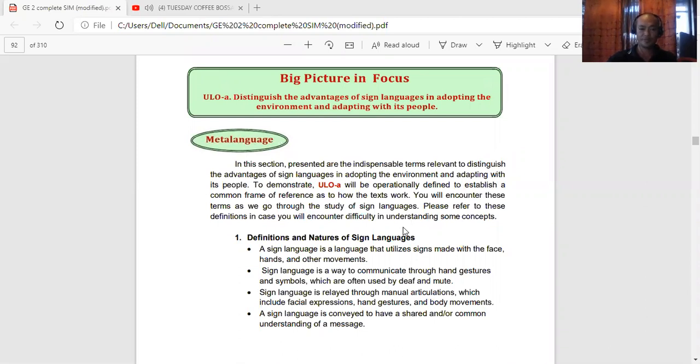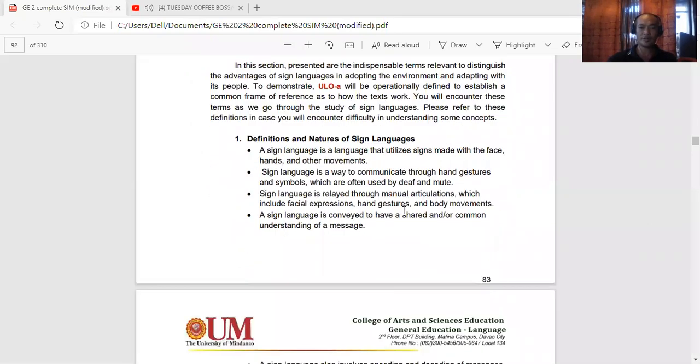Okay, so these are the terms that you will be encountering through the lessons. So, definitions and natures of sign languages. A sign language is a language that utilizes signs made with the face, hands, or other movements. Sign language is a way to communicate through hand gestures and symbols, which are often used by the deaf and the mute. So when we say deaf, bungol siya, mute, dili ka istorya.